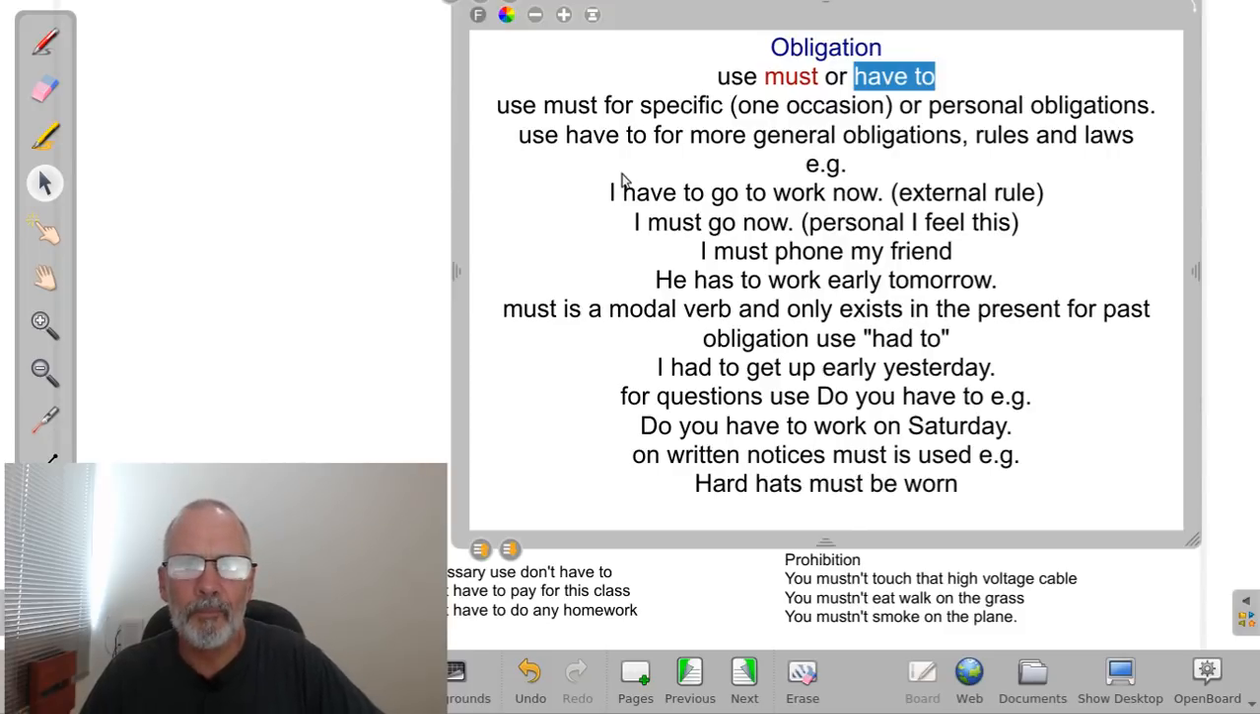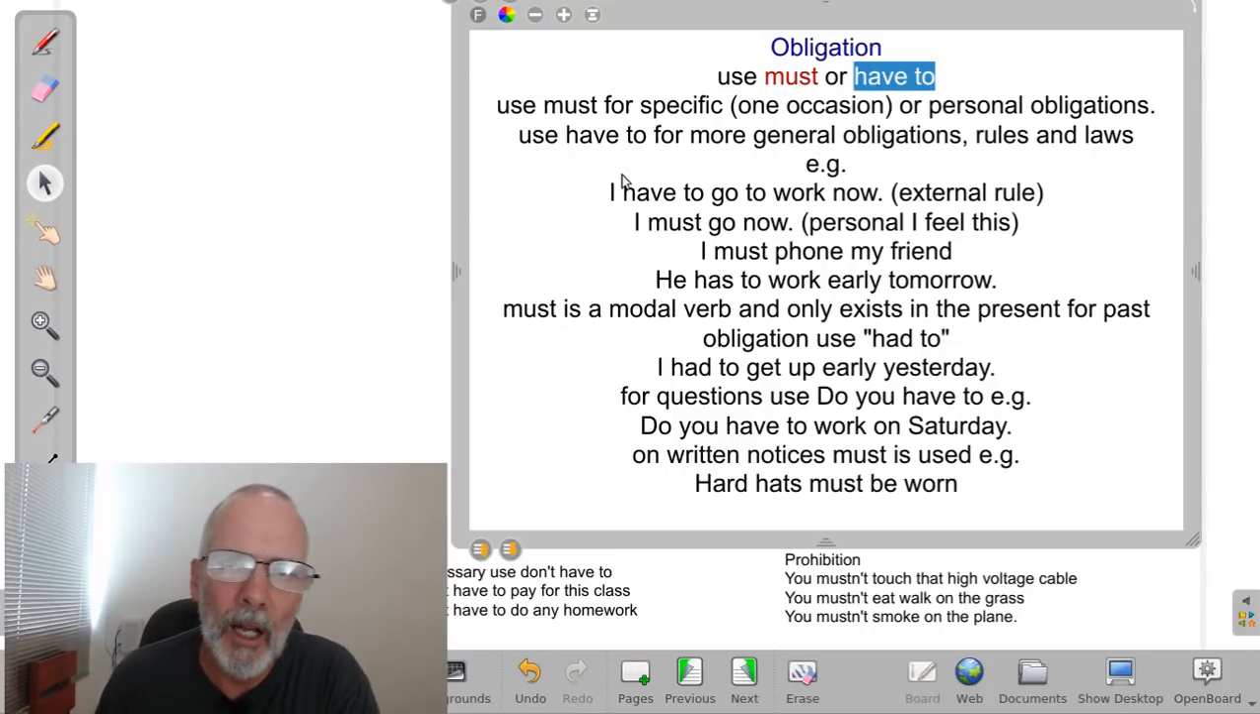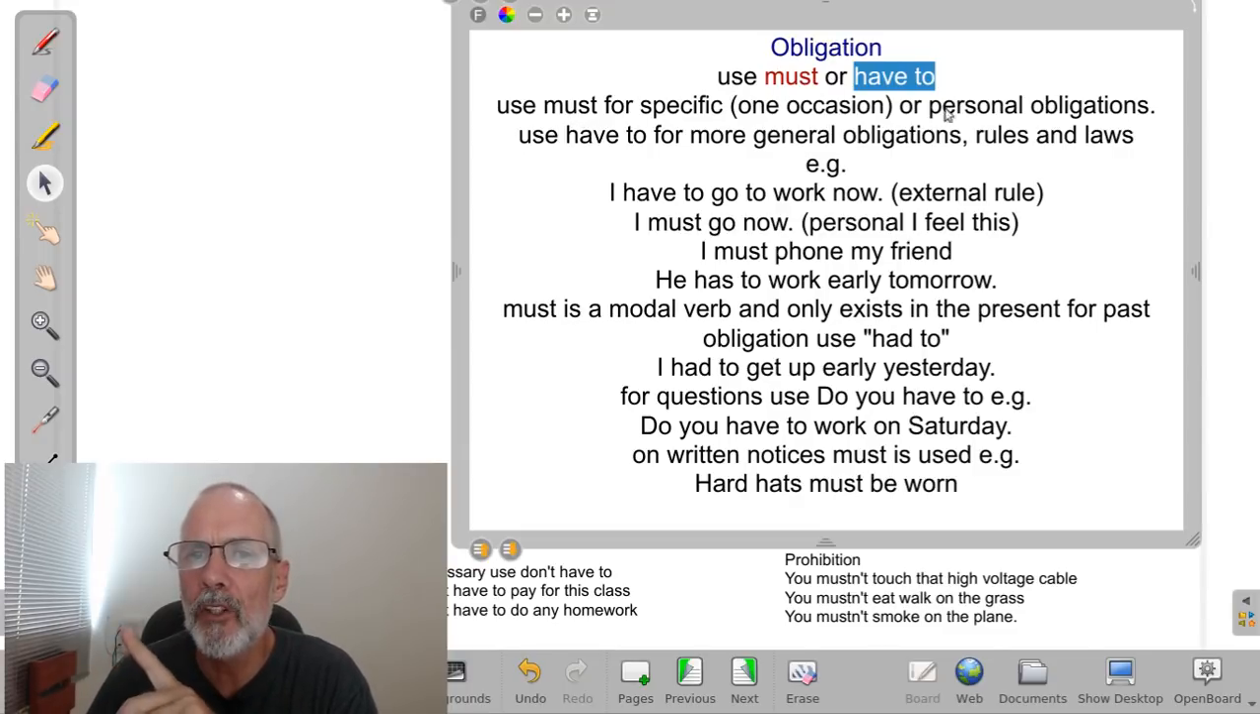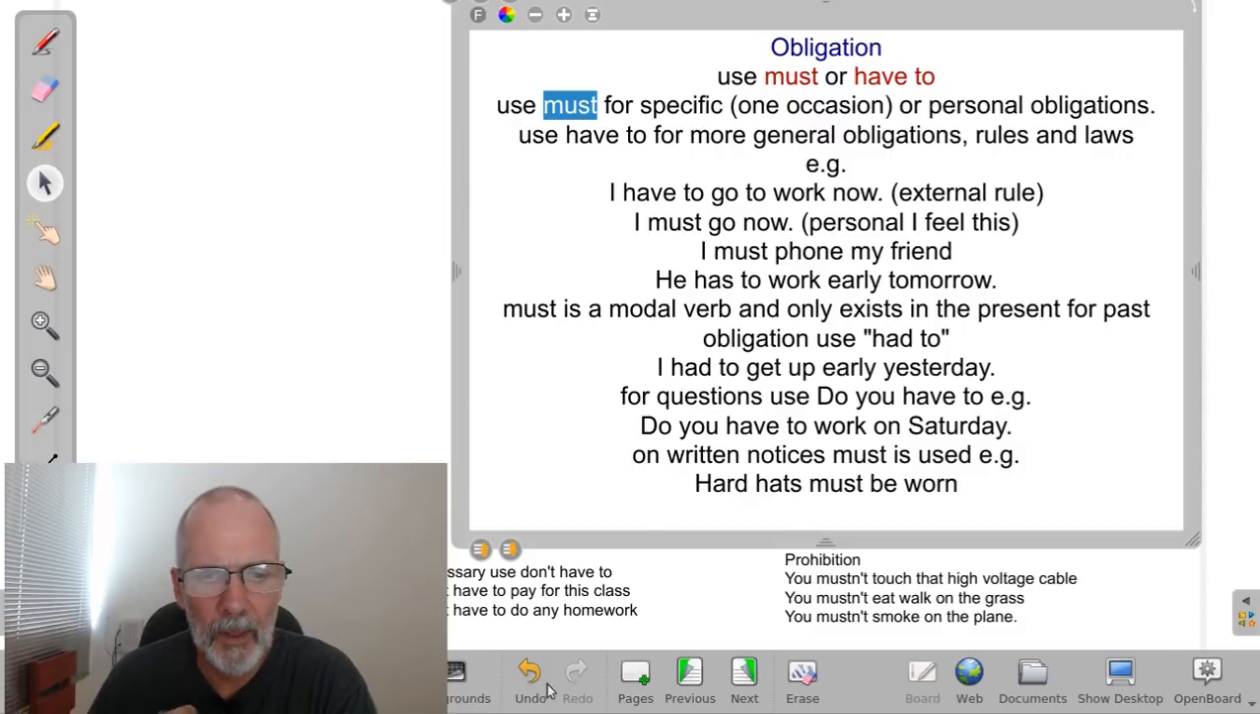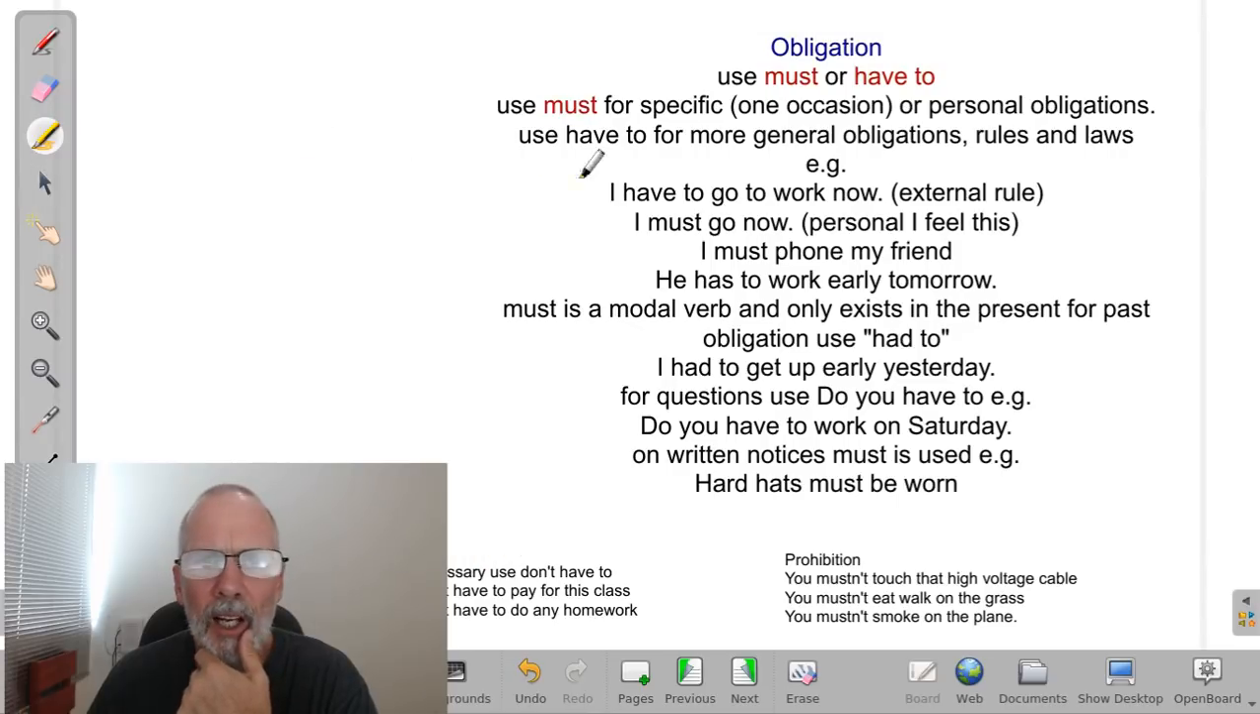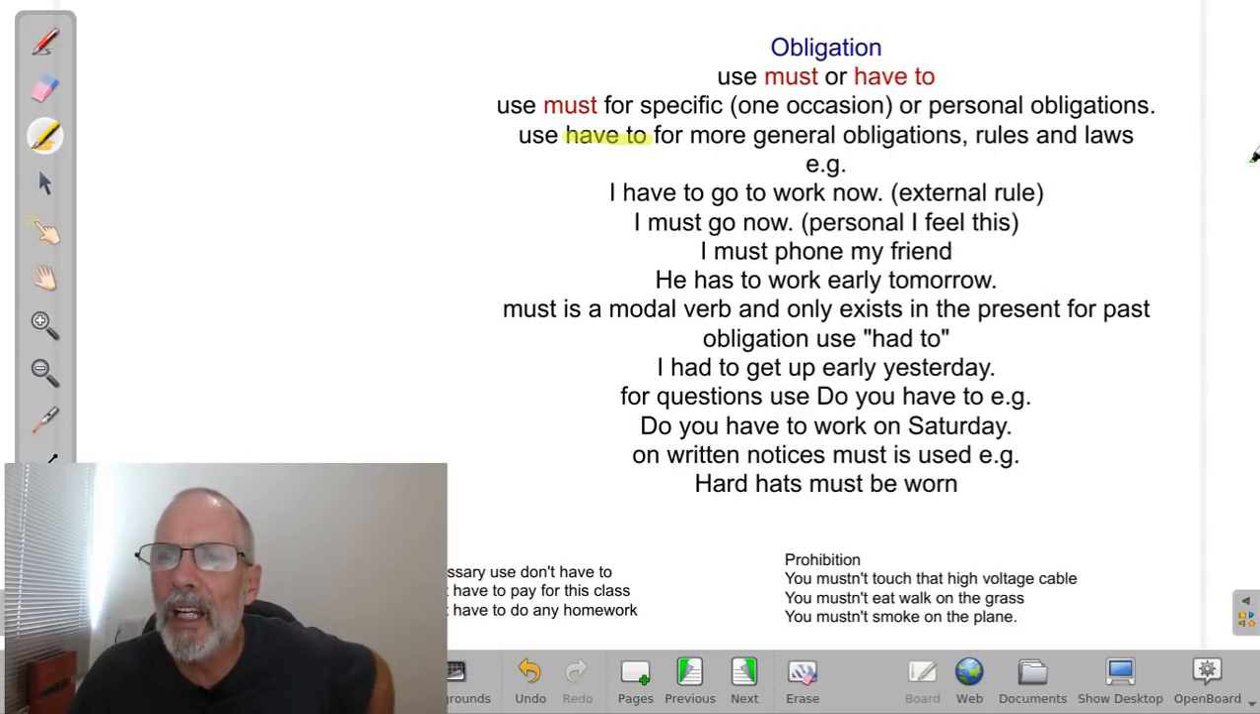Two choices. There's a slight difference between the use of these two. Normally we use must for a specific, one-occasion obligation or personal obligations, and we use have to for more general obligations, rules and laws. So here I have some examples to explain the difference.